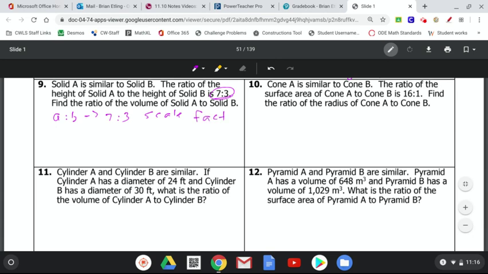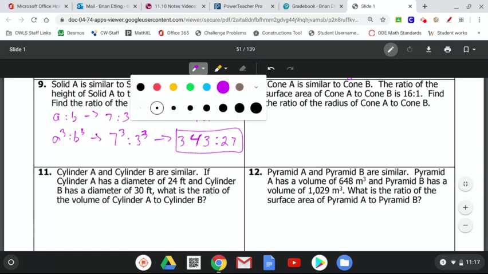So we know that the ratio of the volume is going to be A cubed to B cubed. So to figure that out, we're going to do 7 cubed to 3 cubed. And when you do that, that is going to be 343 to 27. Okay. So that is the ratio of solid A to solid B. All right. Of the volumes.